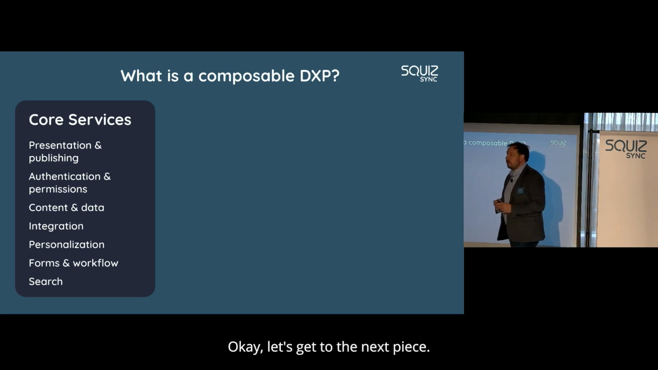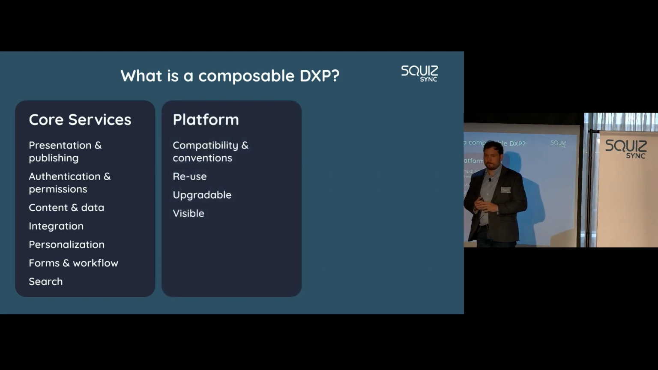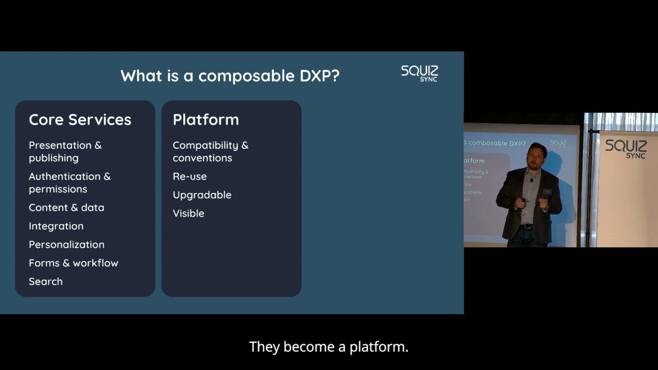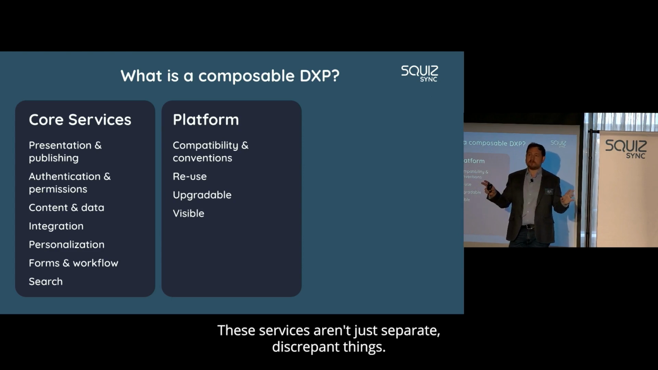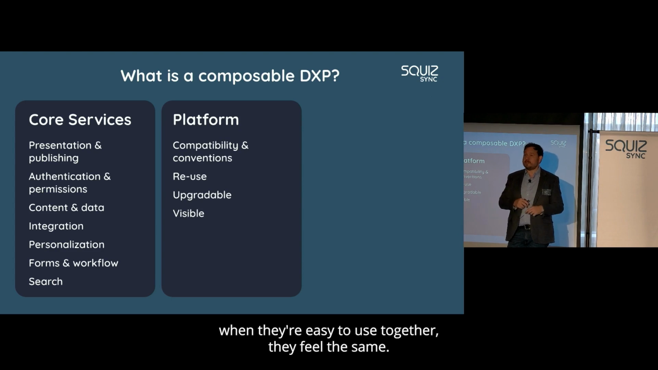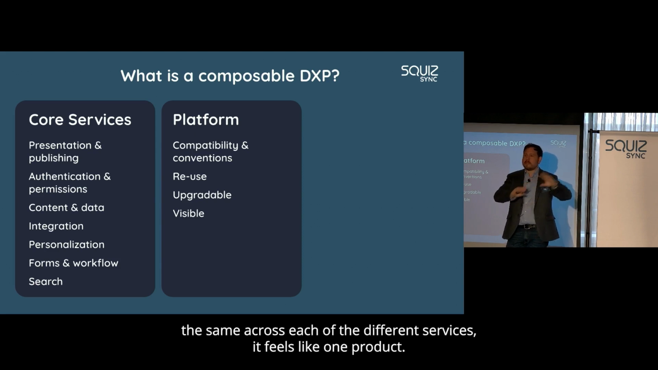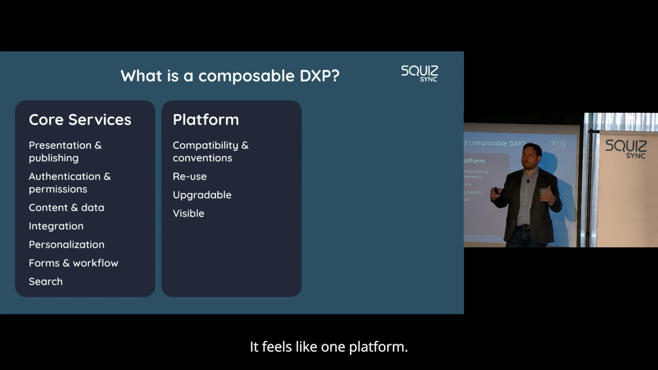Okay, let's get to the next piece, the P in DXP. What does that mean? The platform element. They become a platform. These services aren't just separate, discrepant things. They become a platform when they're easy to use together. They feel the same. So if something like logging in and permissions works exactly the same across each of the different services, it feels like one product. It feels like one platform.